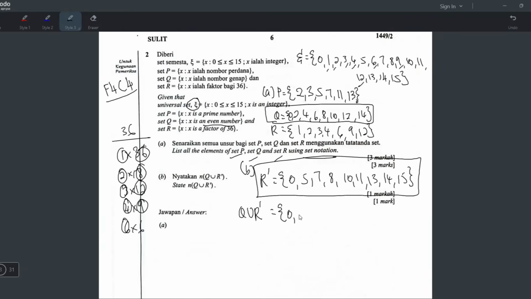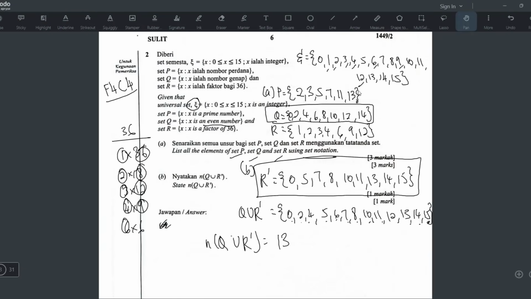And then 2, 4. And then 5, 6, 7, 8. Basically, you're just combining everything. And then after 8 is 10, 11. Okay, 12 here. And then 13, 14, 15. So these are all the elements for Q union R complement. But they're asking for n, which is the number of elements for Q union R complement. So we just count, got how many elements? 1, 2, 3, 4, 5, 6, 7, 8, 9, 10, 11, 12, 13. So we write 13 here. And when you're writing number of elements, no need to open the curly bracket. For number of elements, bilangan element, bila kita tulis tak payah buka curly bracket. Okay, so that's the answer.